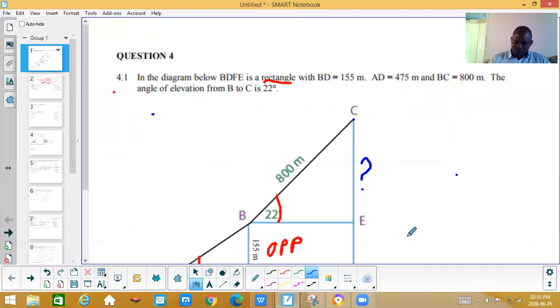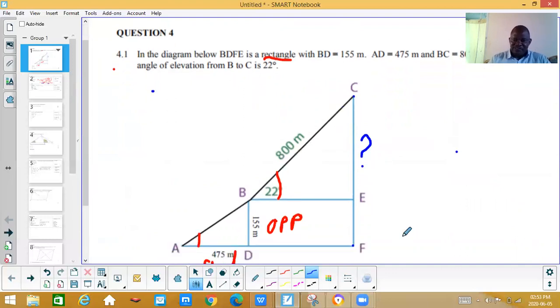CF first, simply because we were told that this one is a rectangle. So meaning to say this side DB and EF, they are equal. So our challenge now is finding this side CE.